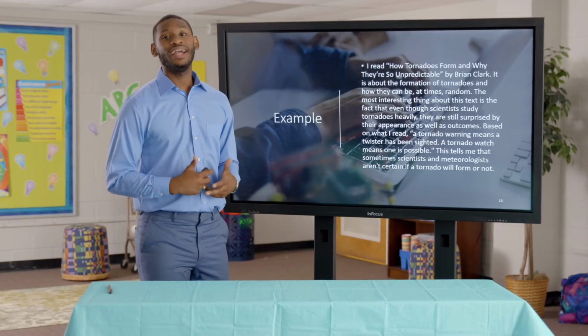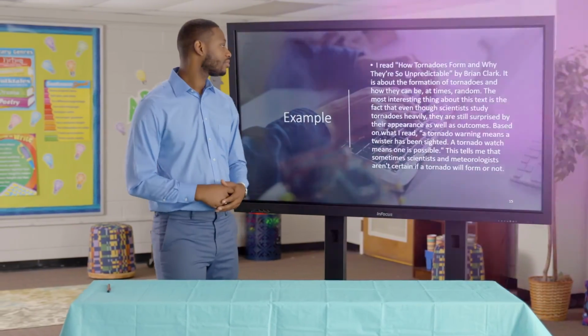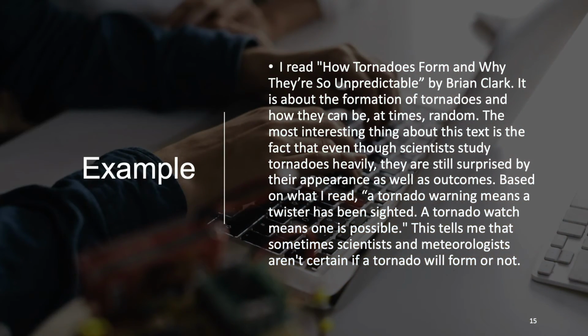So guys, here is my example of an objective summary. I read How Tornadoes Form and Why They're So Unpredictable by Brian Clark. It is about the formation of tornadoes and how they can be, at times, random. The most interesting thing about this text is the fact that even though scientists study tornadoes heavily, they are still surprised by their appearance as well as outcomes.